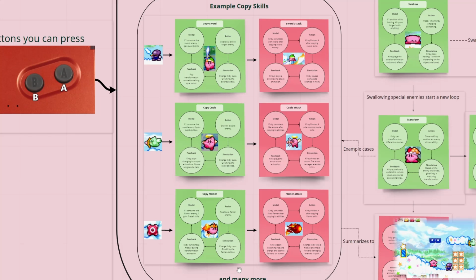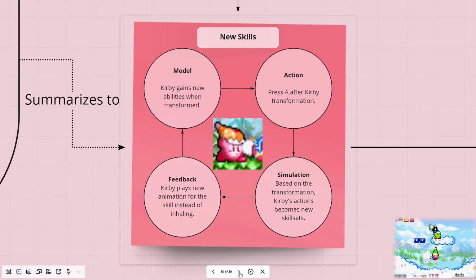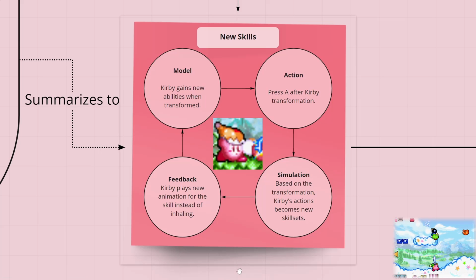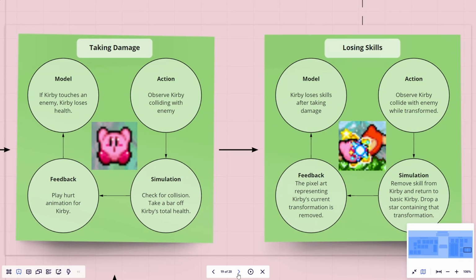This transformation gives a new loop which uses the A input as an action, and the simulation's rules see that since Kirby has transformed into Swordsman, it should perform sword attacks. Players see this feedback on their screen in the form of different attack animations, and repeating this reinforces the mental model that Kirby can perform sword skills after consuming a sword enemy. Taking damage while transformed exits this loop, but Kirby can inhale again and explore all the other loops that the game has to offer.